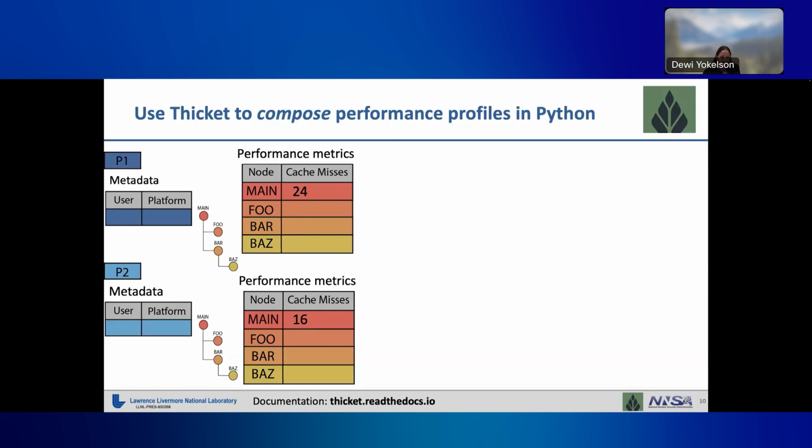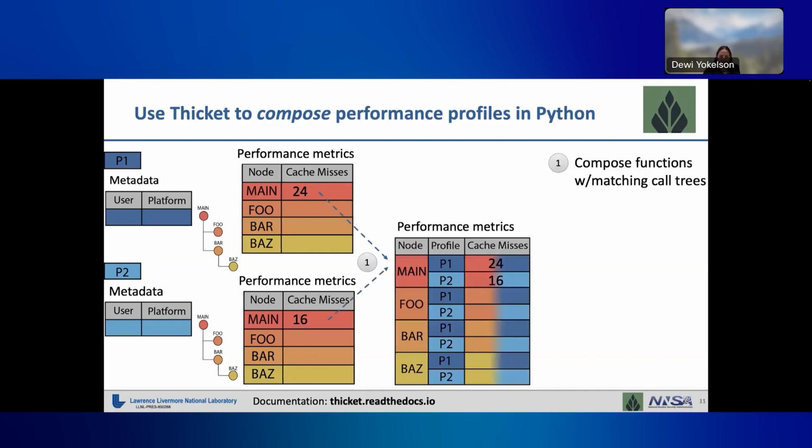And I guess it's worth noting here that Thicket can handle slightly different call trees, so they don't have to match exactly. You would just get NaNs or whatever in the metrics where you don't have that node. But in this simple example, they are the same call tree. Okay, so we have profile 1 and profile 2. We want to compose them together.